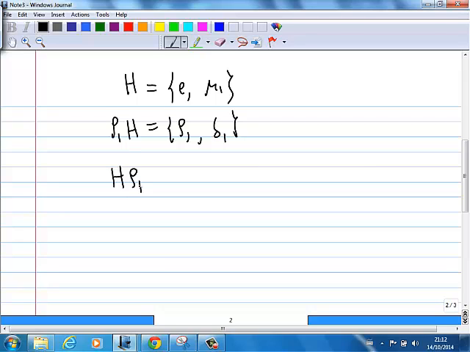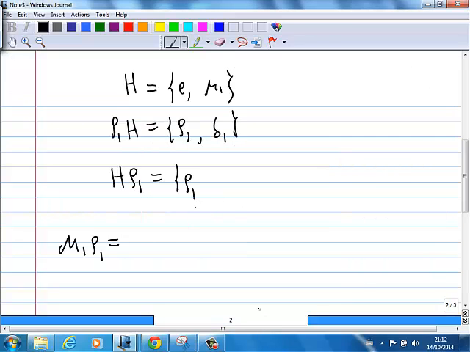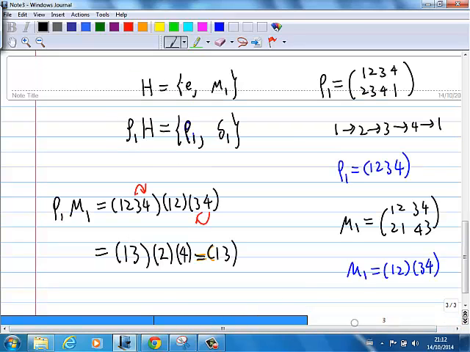Alright? So now let's look at H rho 1, multiply on the right, right? So E times rho 1 we know is rho 1. The only thing we don't know is mu 1 times rho 1. What is that? Because now you multiply on the right hand side. So where is mu 1? Let's recall again. Mu 1: 1 go to 2, 3 go to 4. Right? Rho 1, I have 1, 2, 3, 4, one whole cycle.